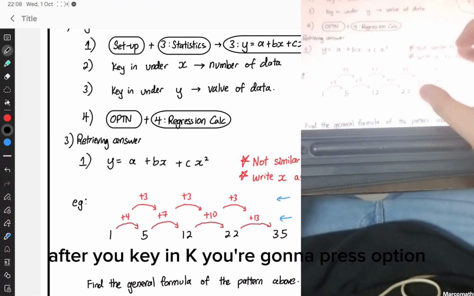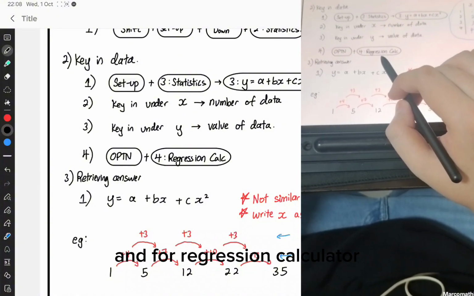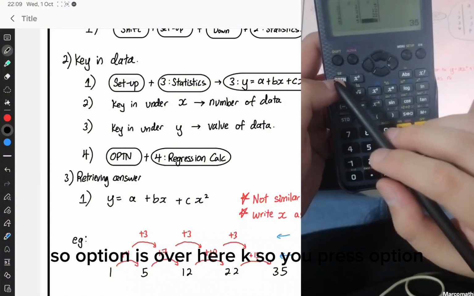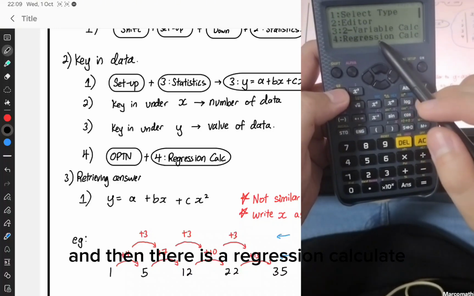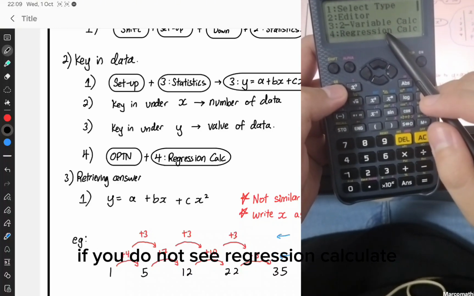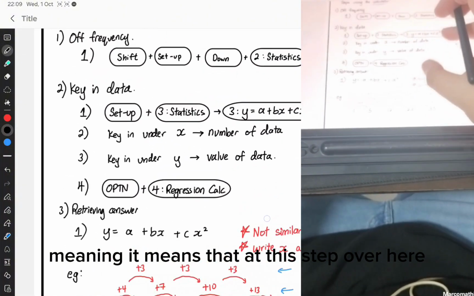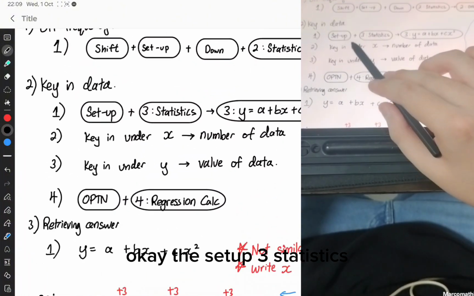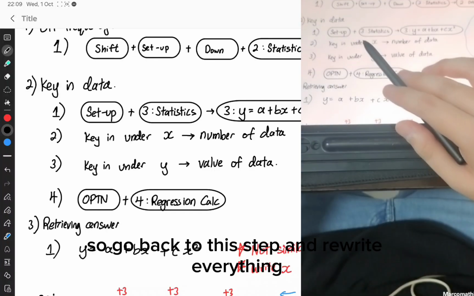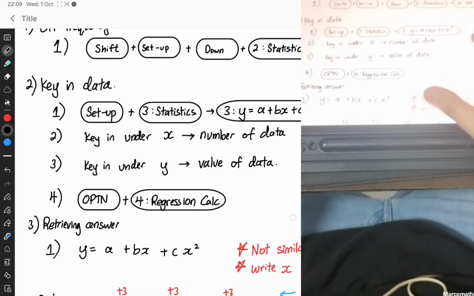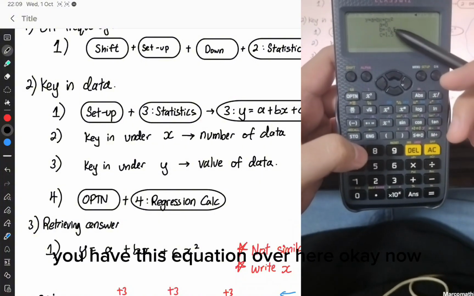After you key in, okay, you're going to press option and for regression calculator. So option is over here. Okay, so you press option and then there's a regression calculate. If you do not see regression calculate, it means that at this step over here, okay, the setup 3 statistics, this button over here you press wrongly. So go back to this step and rewrite everything. Okay, so from here you press number 4, you have this equation over here.